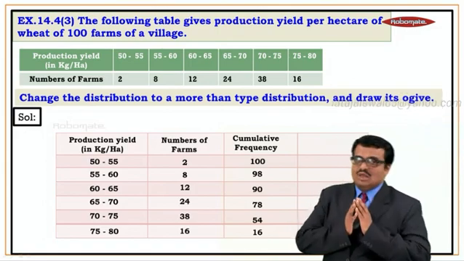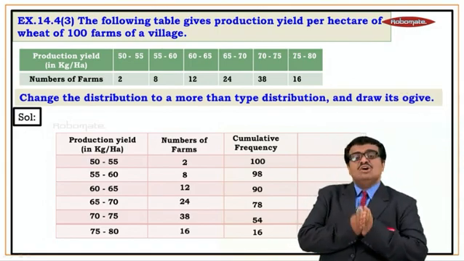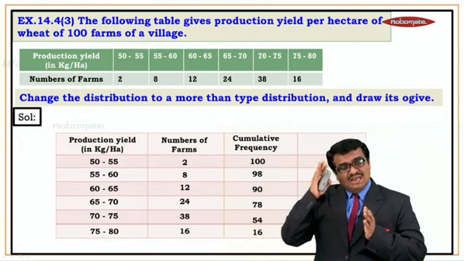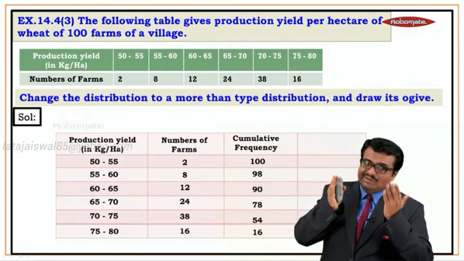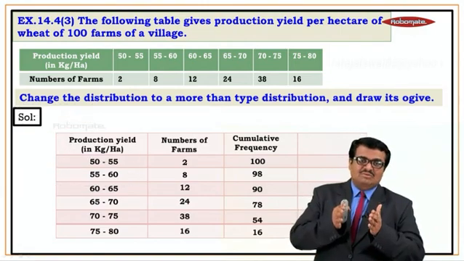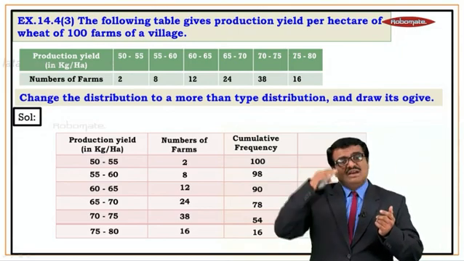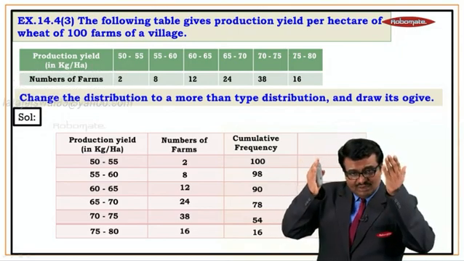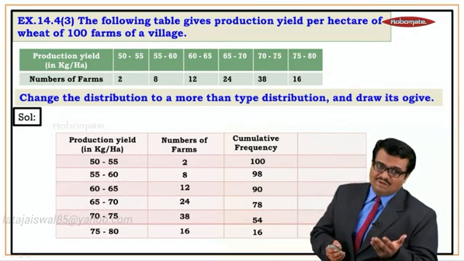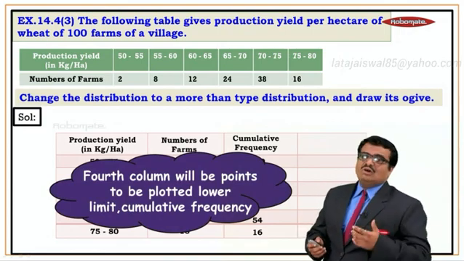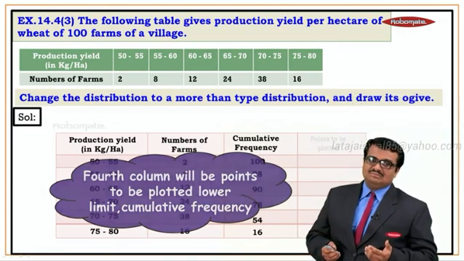Now the last column will be the points to be plotted for the ogive curve. In the less than type curve, how did we write? Upper limit comma cumulative frequency. In the more than type curve, it will be lower limit comma cumulative frequency. So the fourth column, points to be plotted, will be lower limit comma cumulative frequency.